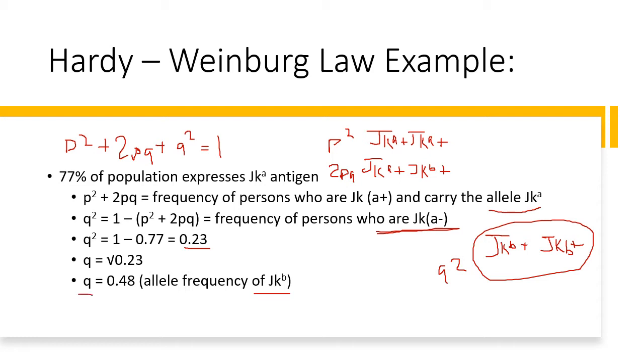Okay, so here we have Q is going to be 0.48 allele frequency. All right, so 0.48, okay? 0.77 is 77%. 0.48 is 48%. Okay, so 48% of the people have a JKB frequency.